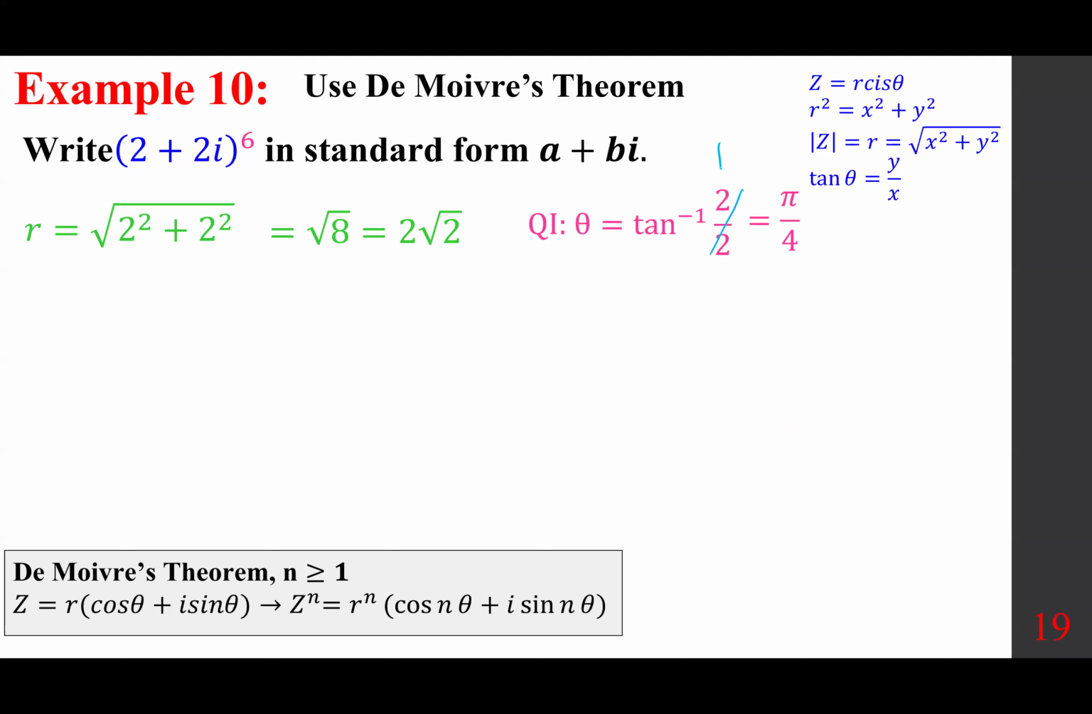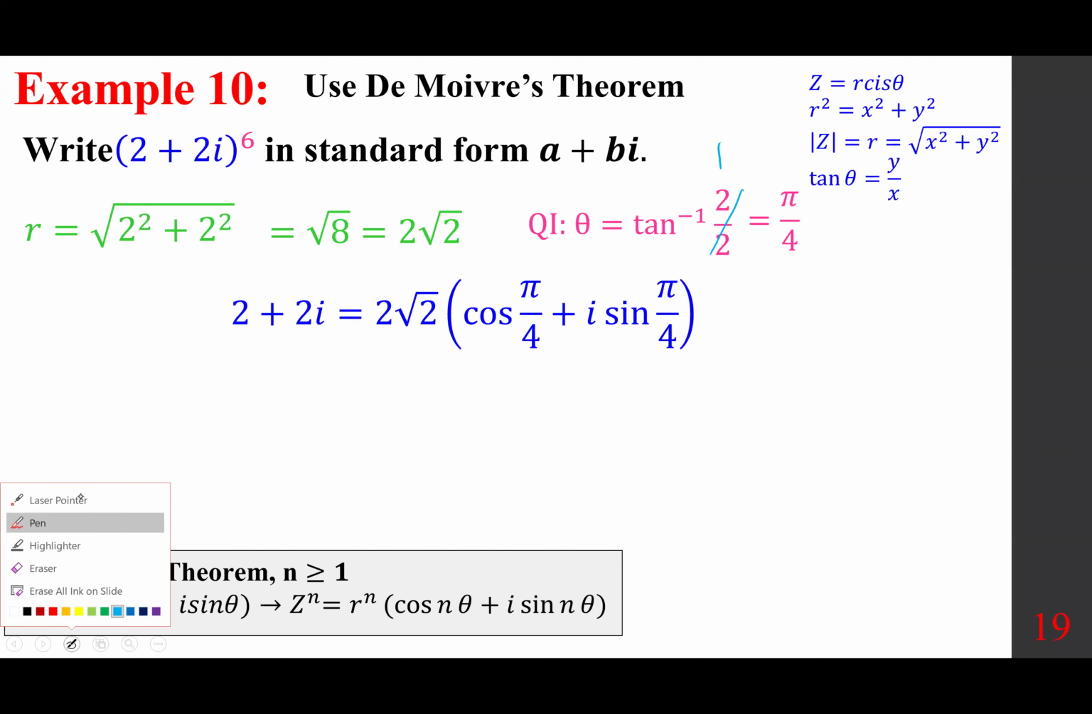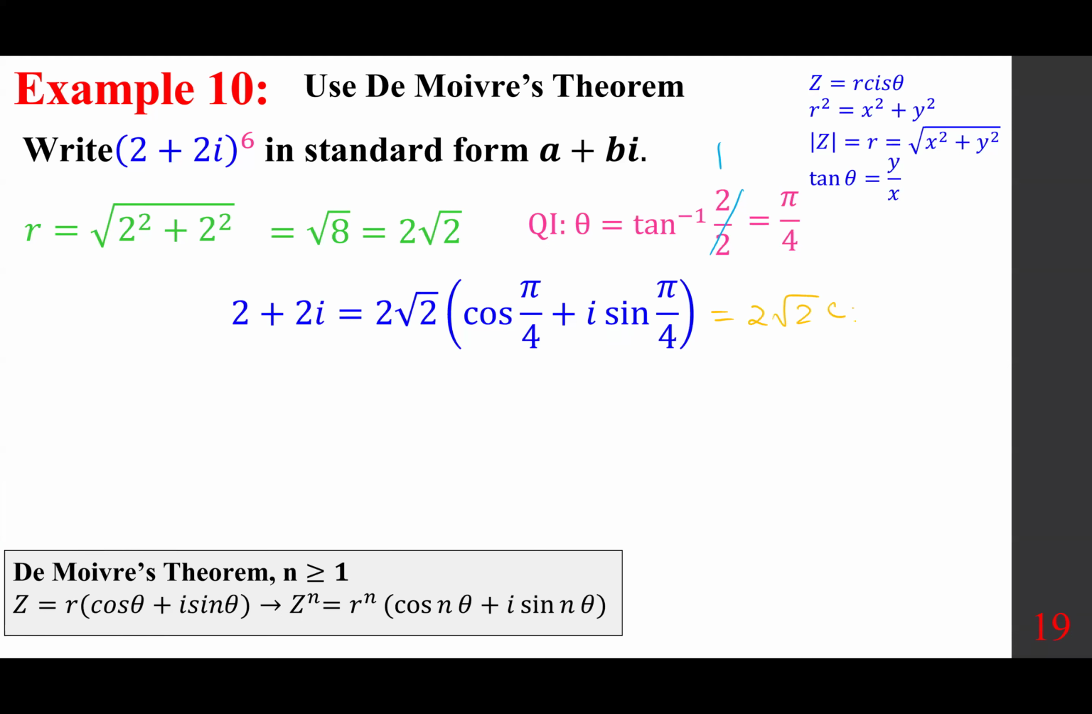So 2 plus 2i is 2 square root of 2 cosine of pi over 4 plus i sine of pi over 4. Or again, if you want to go with the shorthand notation, you can write 2 square root of 2 cis pi over 4. That's just as good. We are going to raise this to the power of 6.